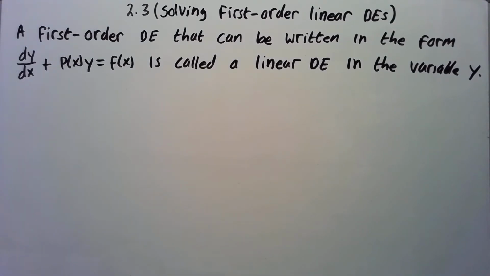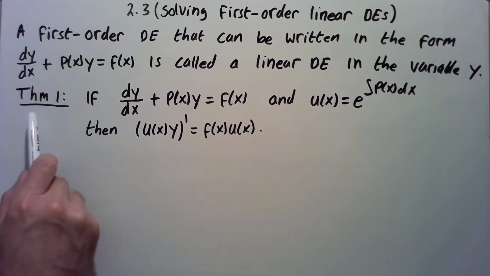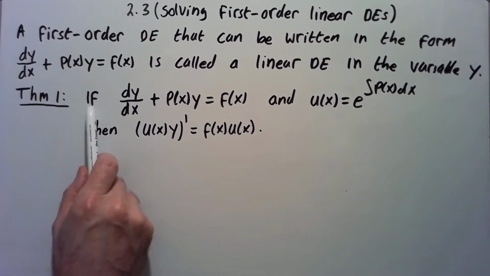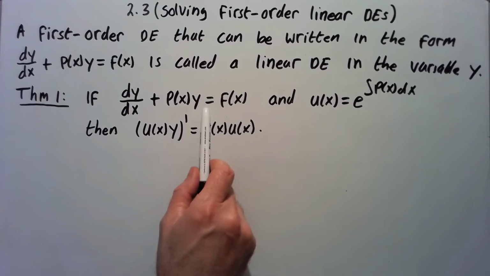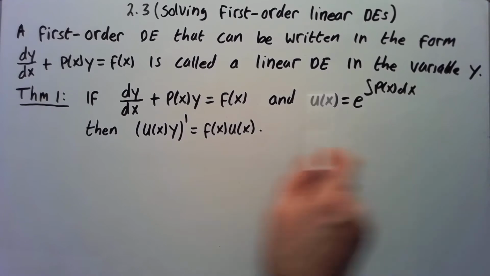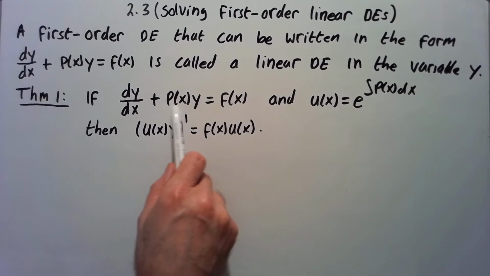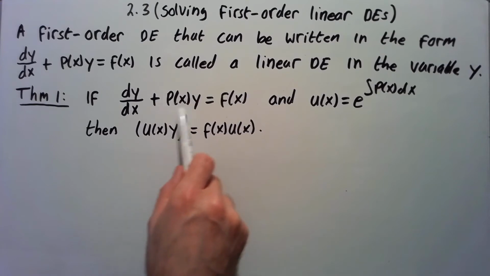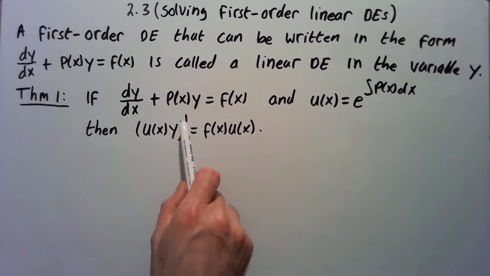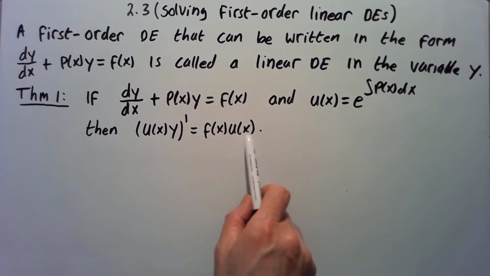Okay, so let's look at a theorem now. Let's look at theorem 1. This theorem 1 is going to give us a procedure to solve first-order linear differential equations. So it says if you're given a first-order linear differential equation and you define your u of x to equal e to the integral of p of x dx, where p of x is the coefficient in front of the y, which is a function of x, then it's saying that u times y derivative equals f times u of x.